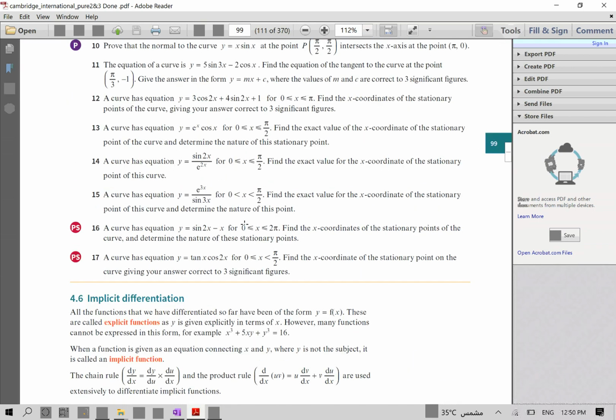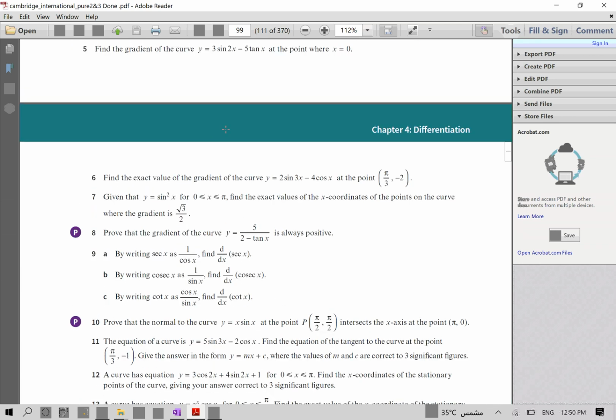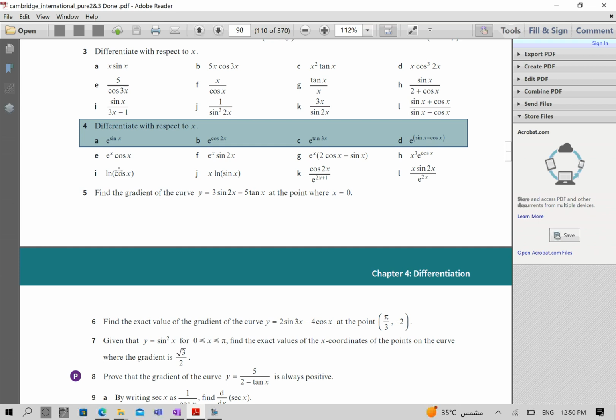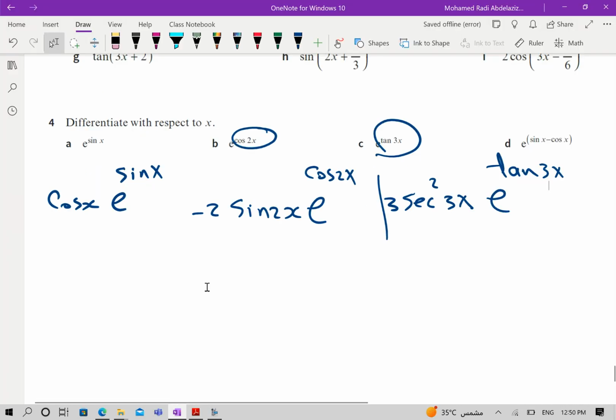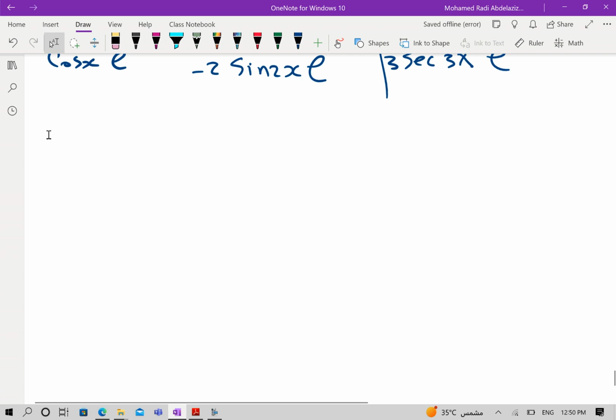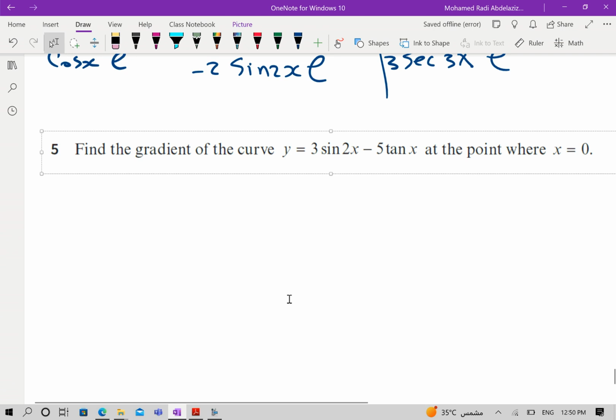Same applications, like if I ask you to get the gradient, find the equation of tangent, equation of normal, show the function's stationary point, show its minimum or maximum, same applications. Look at this one. Find the gradient. Gradient means differentiate. If the value of x is given, substitute in the original dy by dx to get the gradient.